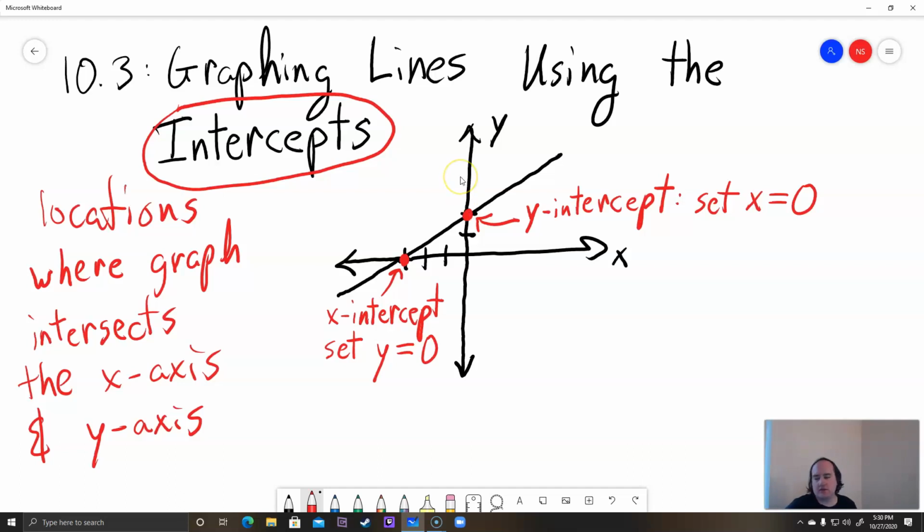And the way you can use these for graphing lines is to graph a line, you only need 2 points. Okay? And if you find the x-intercept and the y-intercept, that gives you 2 points. And so then once you plot those, then you just draw a straight line between them and you're done.